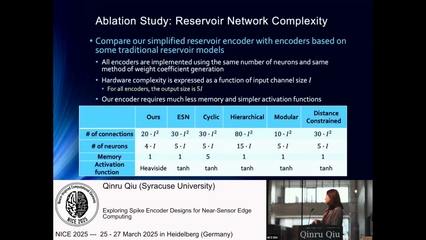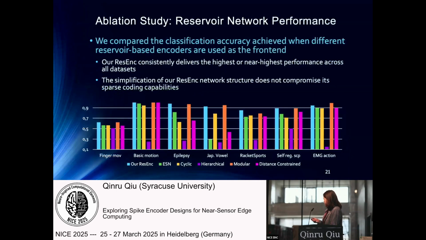And we also compared our reservoir model with some traditional reservoir models. First, for their complexity. This table shows the number of connections, the number of neurons, the memory usage, and the activation function compared between our reservoir model and some traditional models. We can see that our reservoir model has fewer connections, fewer neurons, and a much simpler activation function.